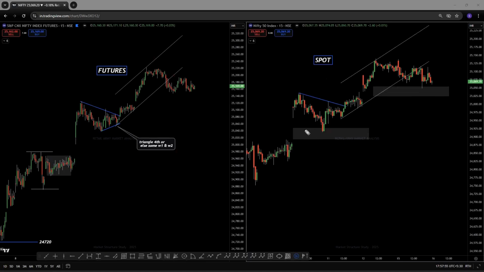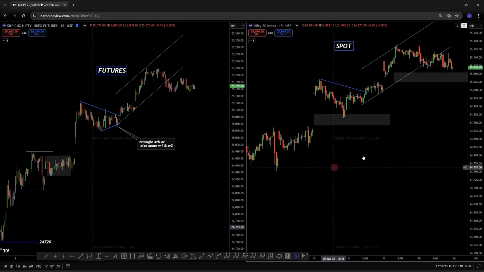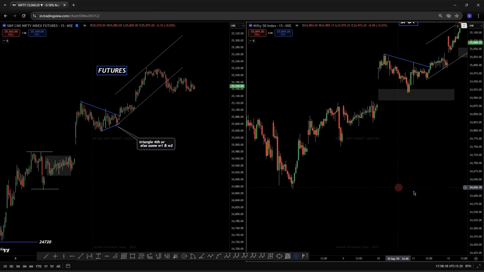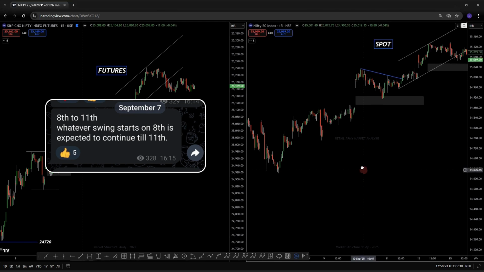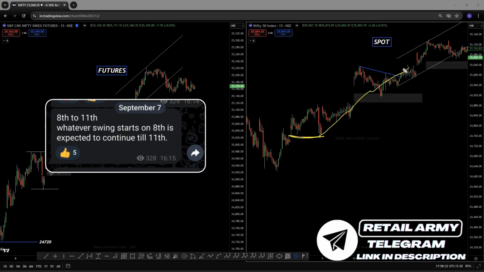This zone here is nothing but your 38 to 50% zone. When the market started to fall last week, we discussed that if this zone is held, if bulls defend it, we will see a rally towards 25,100. This happened. We also had one small time cycle analysis in mind: whatever swing starts from the 8th, we will have a continuous move till the 11th. One directional move will start from here, and that also happened.